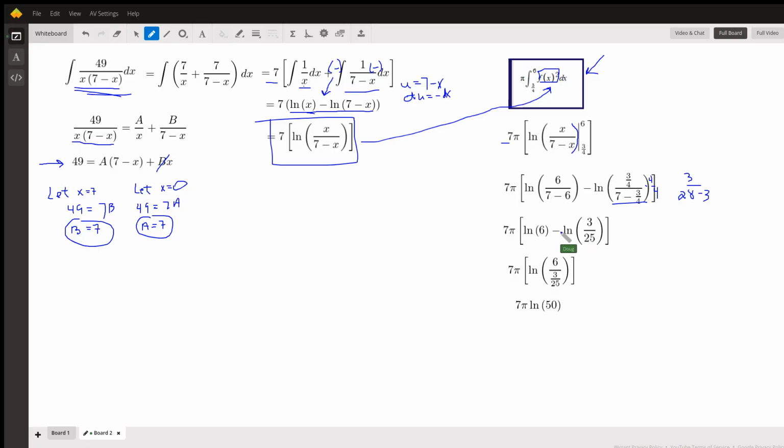Collapsing these into one logarithm, ln of 6 over 3/25 is the same as 6 times 25/3, or 50. There's your exact answer right there. And of course, this is units cubed.